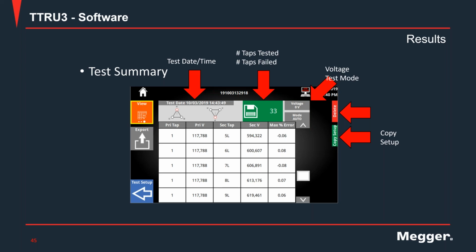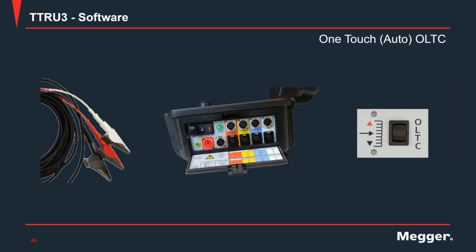Another feature of the software now is what we call one-touch OLTC or auto OLTC testing. As you can see, I have that in a glowing red square. We include a cable for the tap changer shown on the left, which you will connect on that wide port of the TTR, right on the connection side.